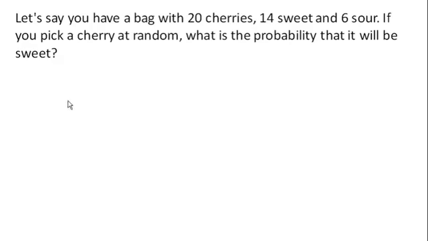So again, we say, out of all of the outcomes, how many ways can our event occur? In this case, in order to be sweet, there are 14 ways that we could end up with a sweet cherry. Out of how many possible outcomes? Well, there's 20 possible cherries that we could have picked. So there's a 14 out of 20, or 7 out of 10, or if you wanted to, you could also say 70% chance, or probability that our cherry will be sweet. Now, that is, of course, assuming that all of our cherries are actually the same in shape and size. If they happen to look different, then that might not be the case.